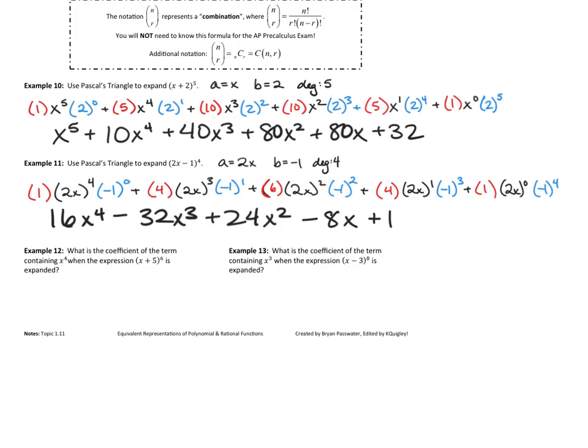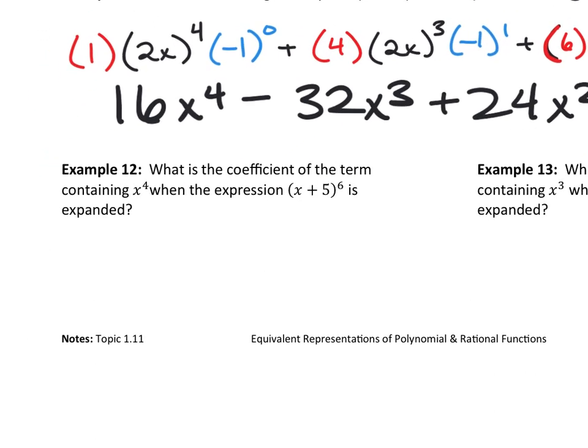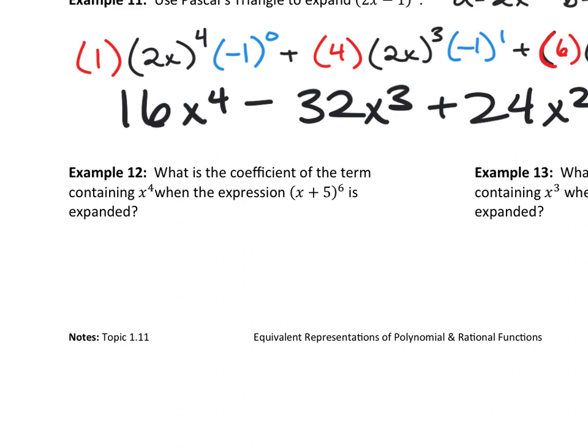Calming down a little bit, because that was a lot. Another way you can use the binomial theorem is to answer questions like this. What is the coefficient of the term containing x to the fourth when the expression (x + 5) to the 6th is expanded? So we know based on this that a is equal to x, b is equal to positive 5, and our largest degree is 6.